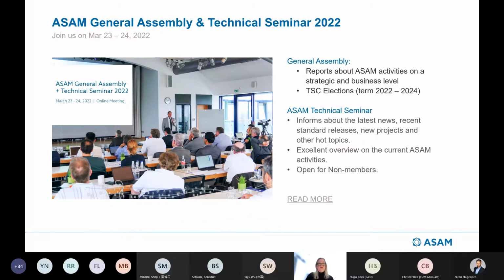So, yeah, this is a reminder: the General Assembly is conducted together with a technical seminar this year. The General Assembly is on March 23rd in the morning, and in the afternoon and morning of the 24th will be the technical seminar. The General Assembly basically reports about all ASAM activities on a strategic and business level. And we have the elections, like every 2 years, we have a TSC election, alternatively a board election. And the ASAM technical seminar goes more into detail into specific projects.